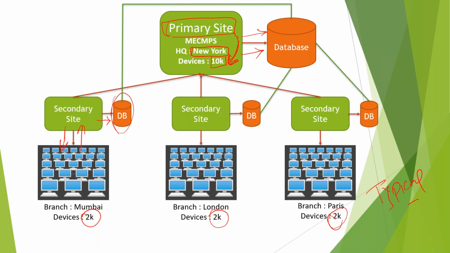So the secondary will also have a database. Same thing will happen in London. It is going to collect the data of London and put it in the database. Same thing for Paris. Whatever data the secondary collects is going to pass on to the primary. That is how the connection is established between the primary and secondary, and the database replication happens from downward to upward.